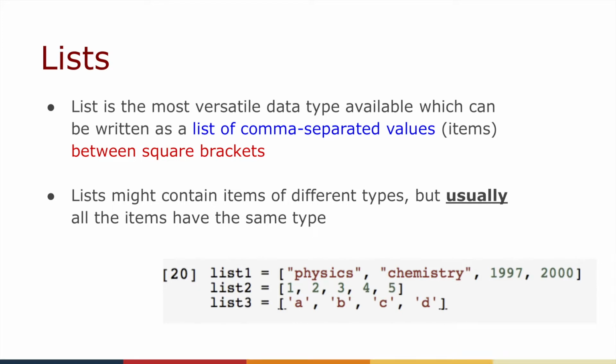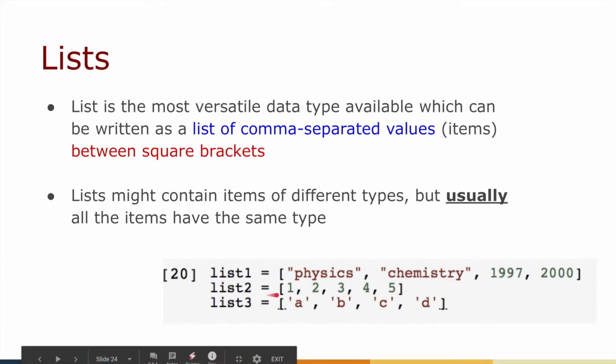As you can see here, the first item is a string. It is the string physics. The second item is also a string, chemistry. The third item is a number, an integer. And the fourth item is also an integer. So we can have lists where each item has a different type.